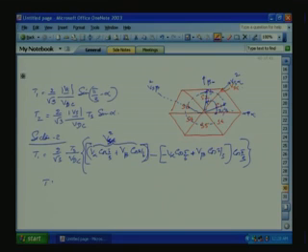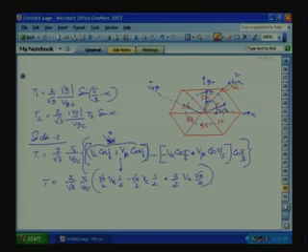Finally, T1 will be equal to 2 by root 3 Ts by Vdc into root 3 by 2 Vb into 1 by 2 minus root 3 by 2 Vc into 1 by 2 plus 3 by 2 Va into root 3 by 2. We are getting this step from here, substituting for V alpha and V beta, then reducing it, you will get T1.